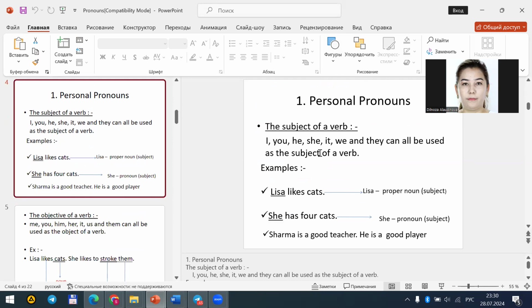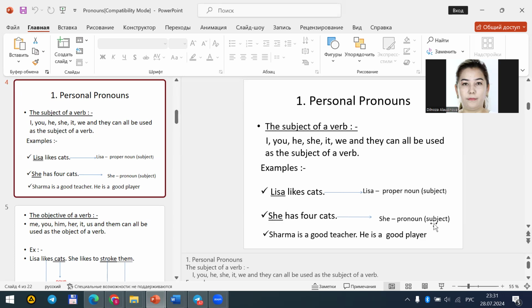The first one is personal pronouns. We use personal pronouns in our everyday speech. The subject of a verb. For example, I, you, he, she, it, we, and they can all be used as a subject of a verb. For example, Lisa likes cats. Lisa is a proper noun and subject. She likes cats. We can replace Lisa with the subjective pronoun she. She has 4 cats.